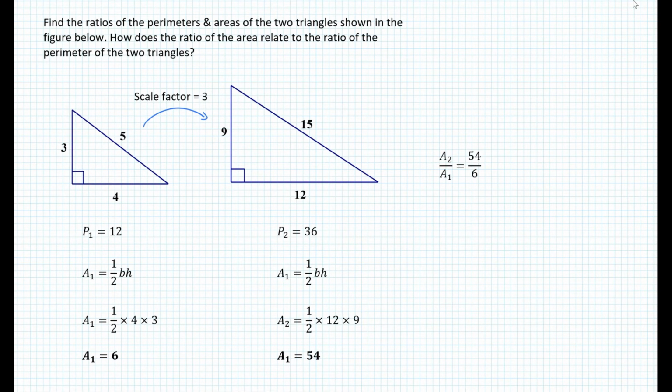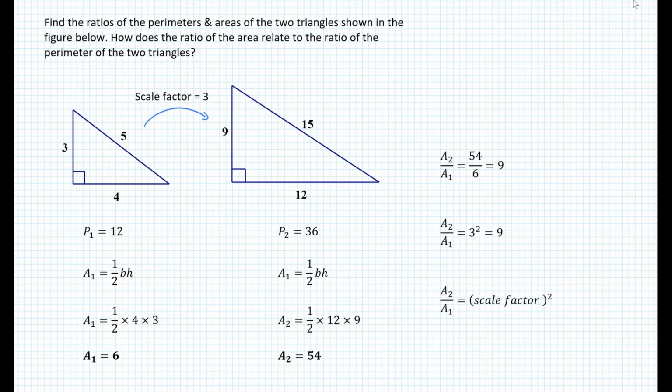If we take the ratio of, let's say, area number 2 over area number 1, we get 54 over 6, which simplifies to 9. Now, if we compare that to the scale factor, we can see that the scale factor is 3, which is also the ratio of the perimeters, and the ratio of the areas is 9. So it turns out that the ratio of the areas, since we're talking about square units, is equal to the scale factor squared.